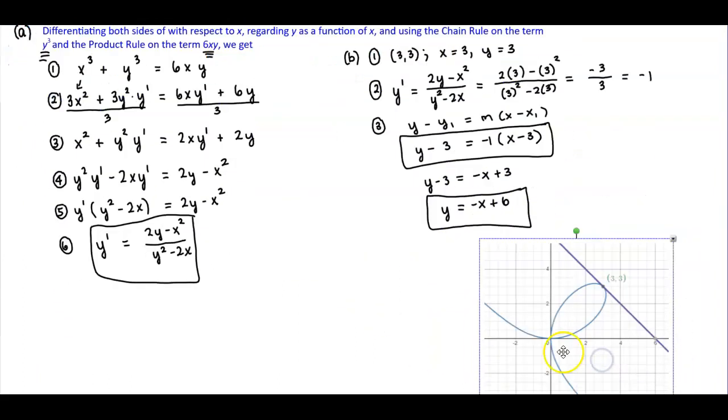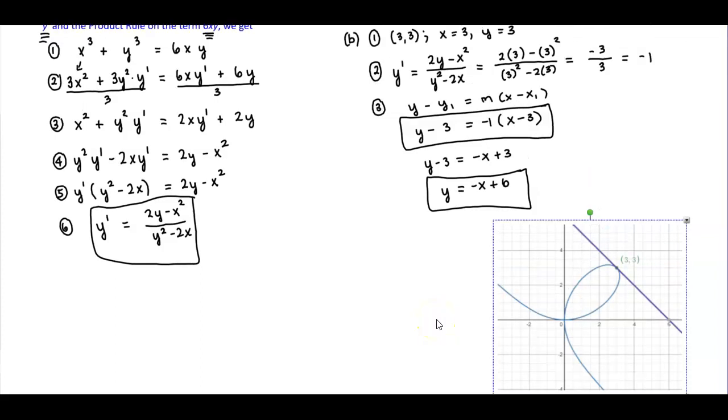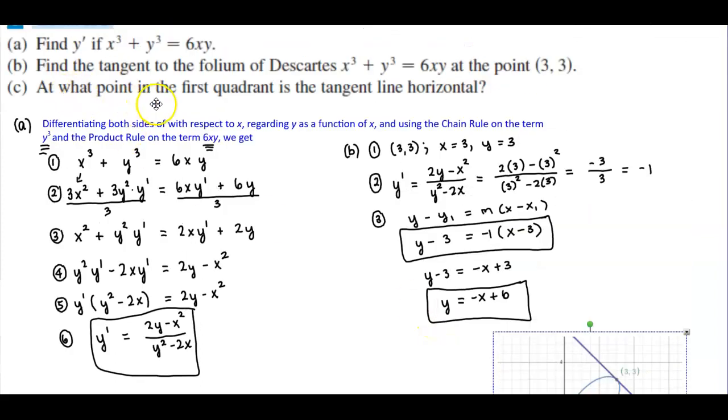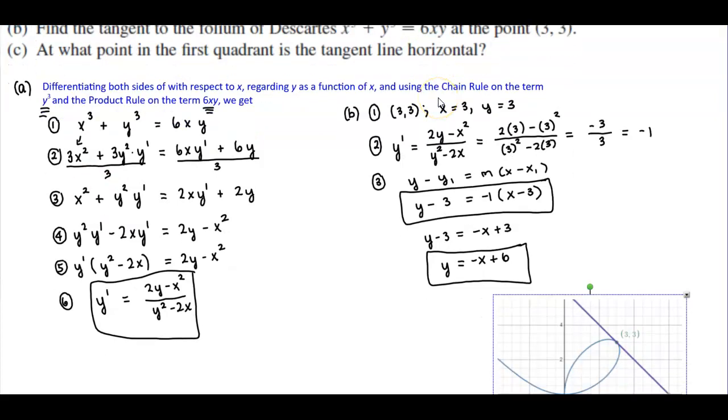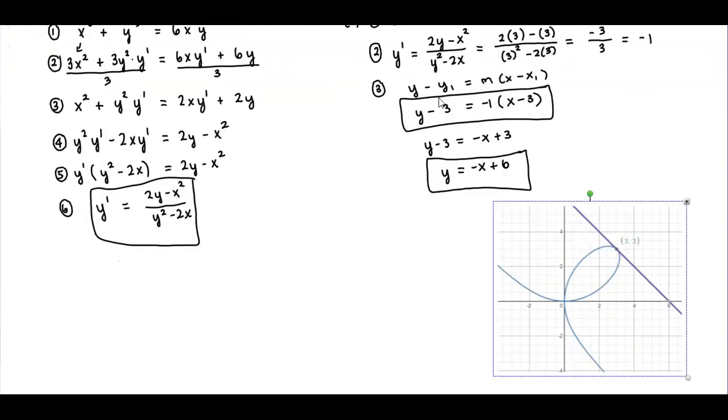So therefore, there is our graph. Okay? So now in part C, it says at what point in the first quadrant is the tangent line horizontal? So what that means is that we want to find out, the tangent line is horizontal when y prime is equal to 0.